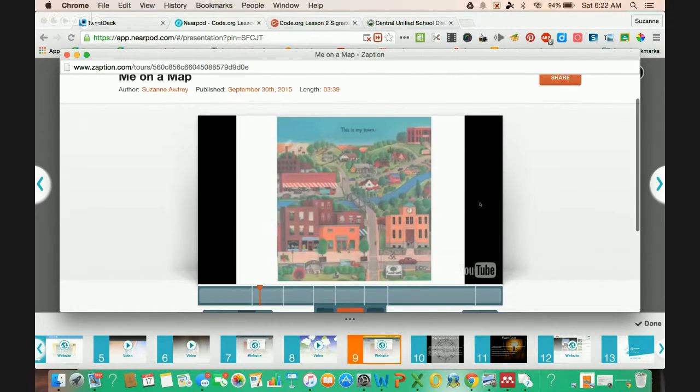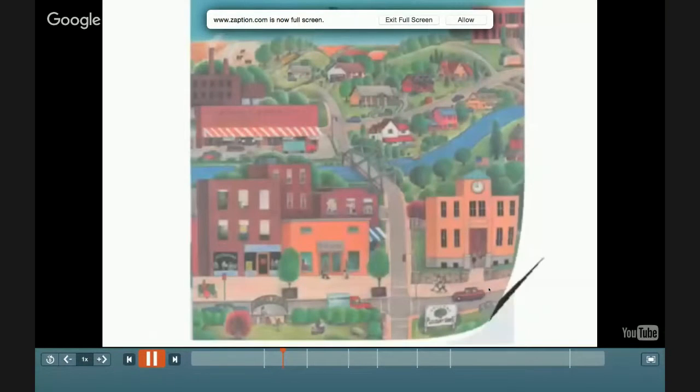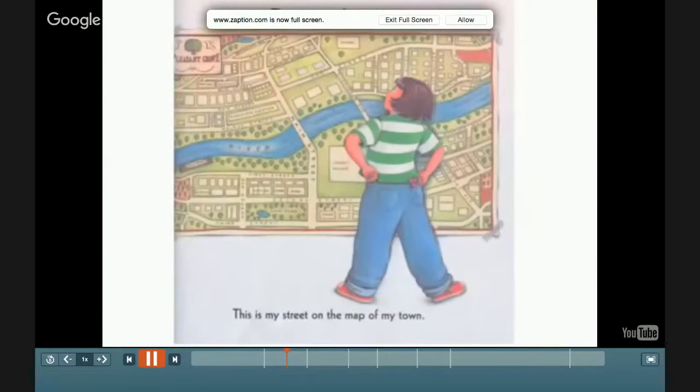This is my town. This is a map of my town. This is my street on the map of my town.